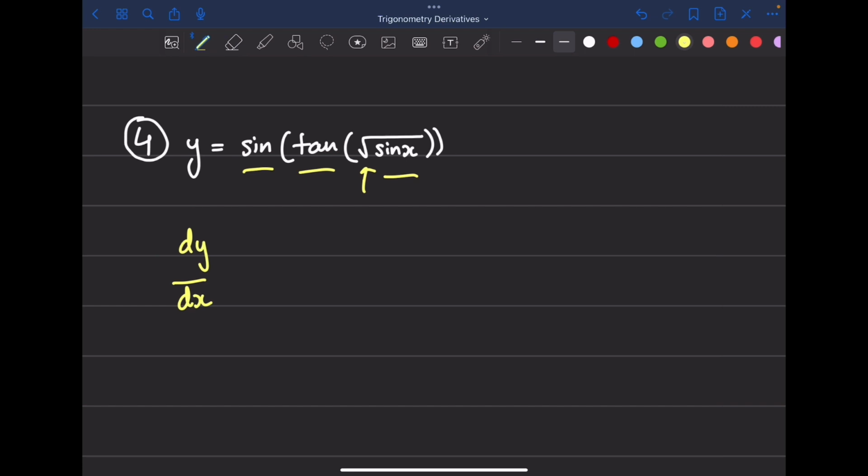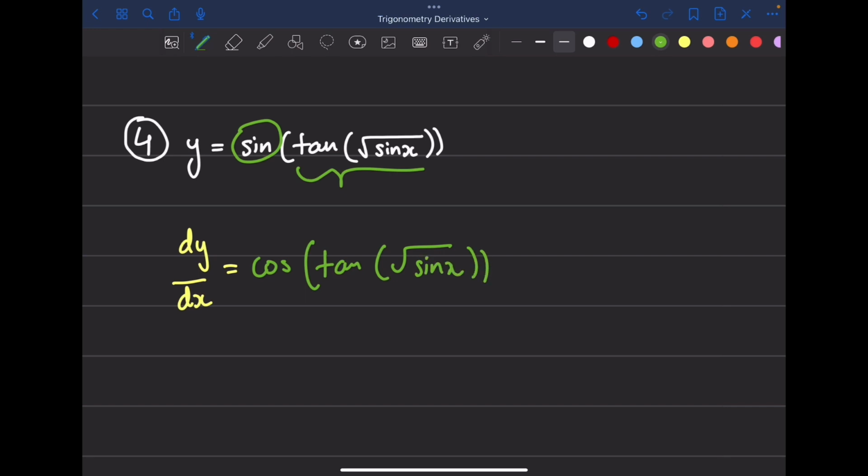Okay, and then what is this equal to? So what does chain rule tell us? It tells us that if you have something that looks like this, you want to find the derivative of the first piece, which is sine, and that will be cosine. Keep the insides the same, so this would be cosine of tangent of the square root of sine x. And then after that, you want to multiply by the derivative of whatever is on the inside, aka the tangent of the square root of sine x. So multiply by the derivative with respect to x of tangent of the square root of sine x.